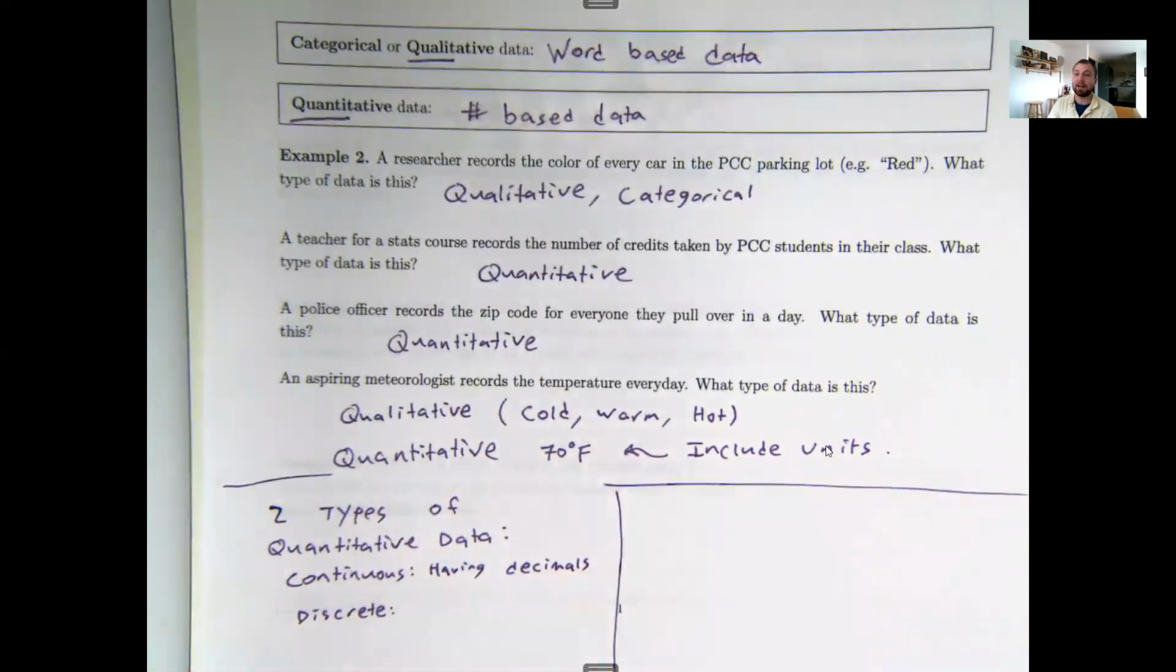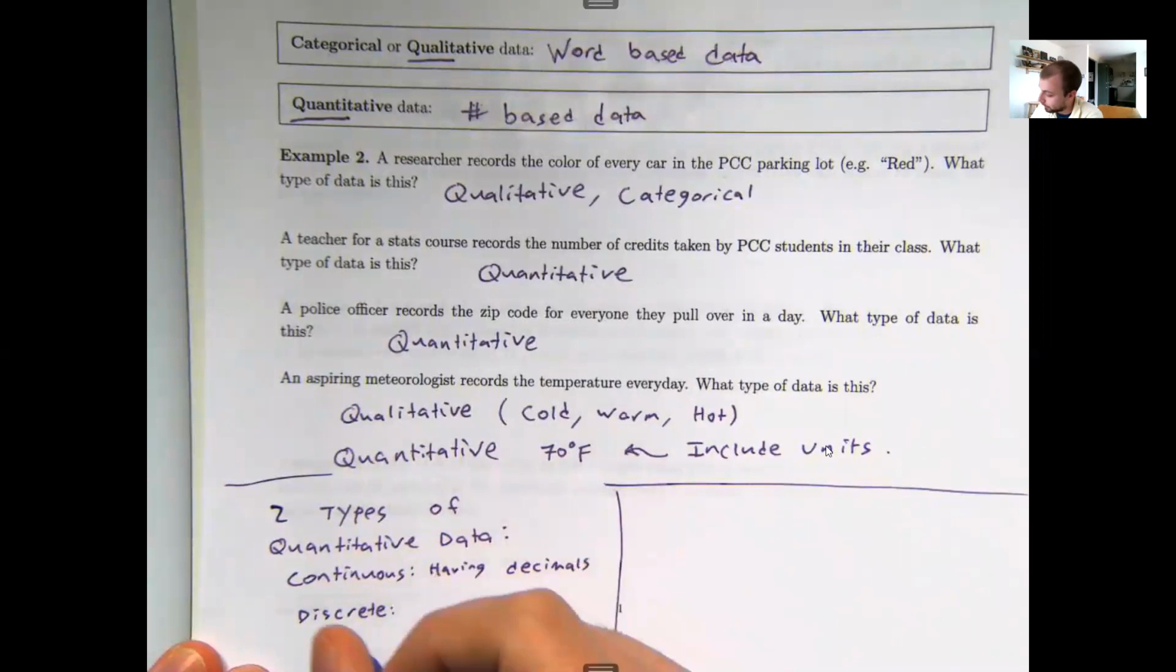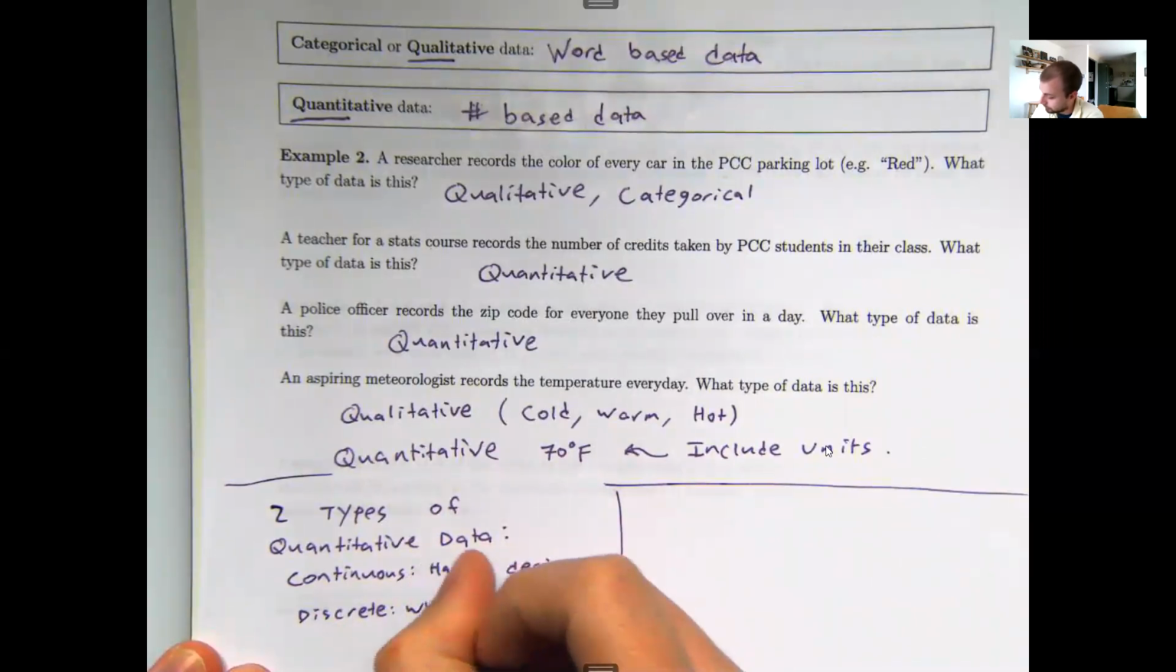Discrete is anything that has jumps to it. So if it's possible to have 101 and 102, but you can't have 101.27528, something like that would be discrete. So whole numbers is what we will consider discrete.